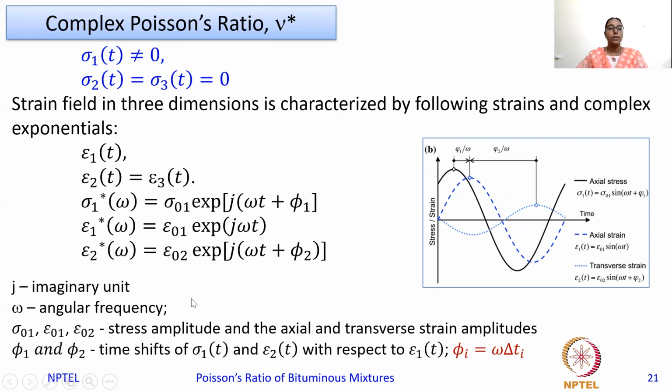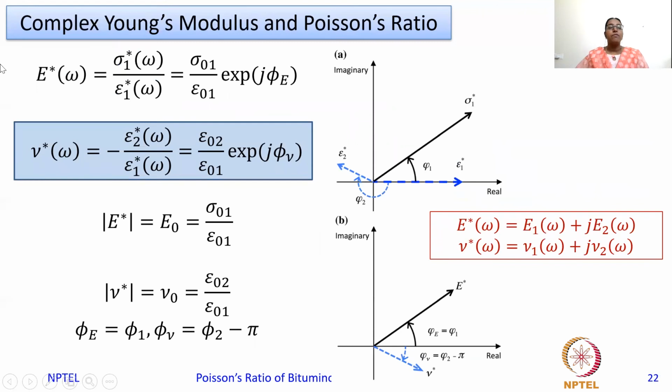Now in this test with sigma 1 t, we can obtain the modulus, Young's modulus, or the complex Young's modulus, as given by E star omega is equal to sigma 1 star omega by epsilon 1 star omega. Now substituting for these two functions, we get the complex Young's modulus as sigma 01 by epsilon 01 exponential j phi e, where phi e denotes the phase angle of E star omega. As we can see from this figure, E star has a phase angle of phi e, which is equal to phi 1 itself, which is in the direction of sigma 1 star.